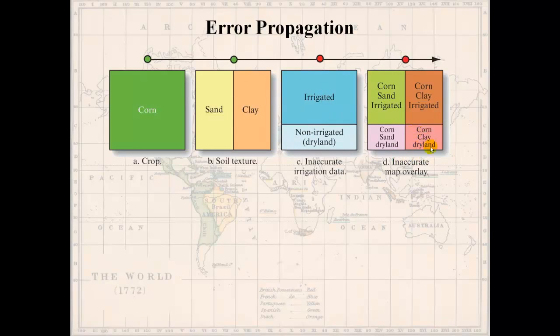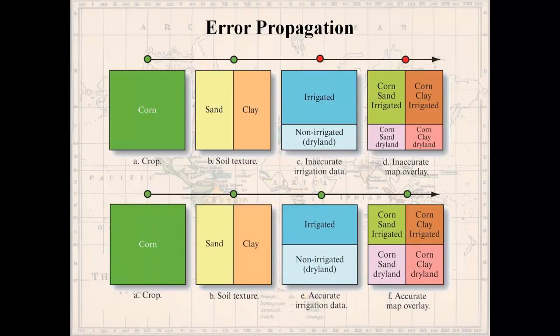This piece down here is also corn and it's in the clay and it's dry land. So that all looks good, but if you've got a really good crop coverage data set and you've got a really good soil texture data set, but something's wrong with your irrigation data set, your entire map is going to be wrong. Garbage in, garbage out, the weak link of the chain. So if you were to do this correctly, possibly this would be the way that the irrigated, non-irrigated data set looks, and you would get a completely different map. So one data set that has error is going to propagate through into the output.